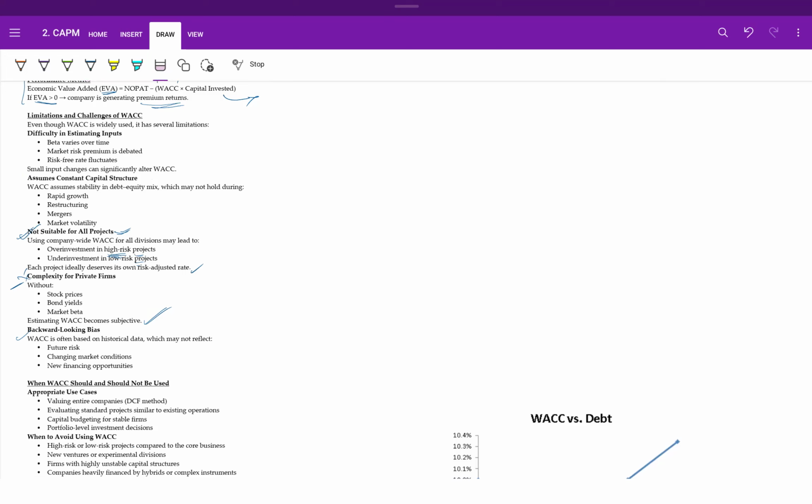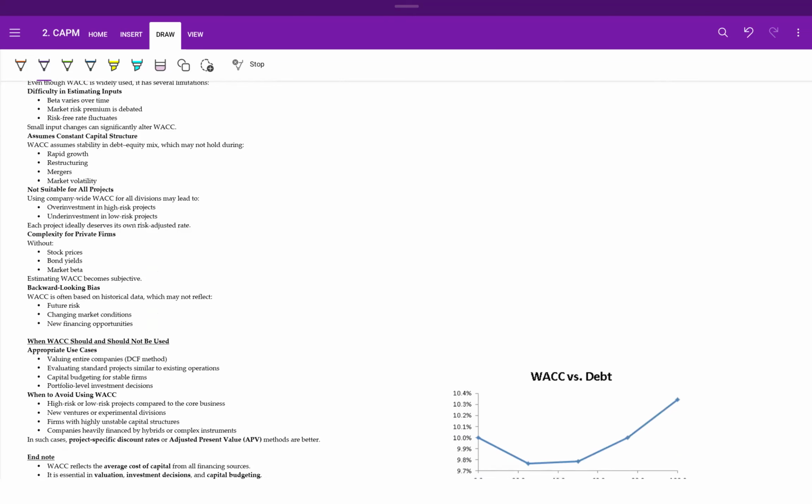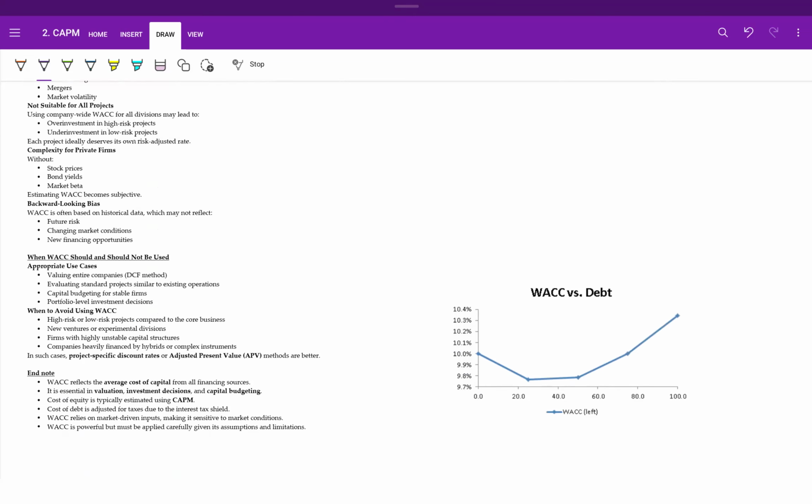So yes, there are limitations to weighted average cost of capital, and we still use the weighted average cost of capital, but there is a different version of weighted average cost of capital we use when we are doing things in theory and when we are doing things in practice. So that we are going to discuss later on when we will be doing practical valuations. All right. So the next topic here is when weighted average cost of capital should be used and should not be used.